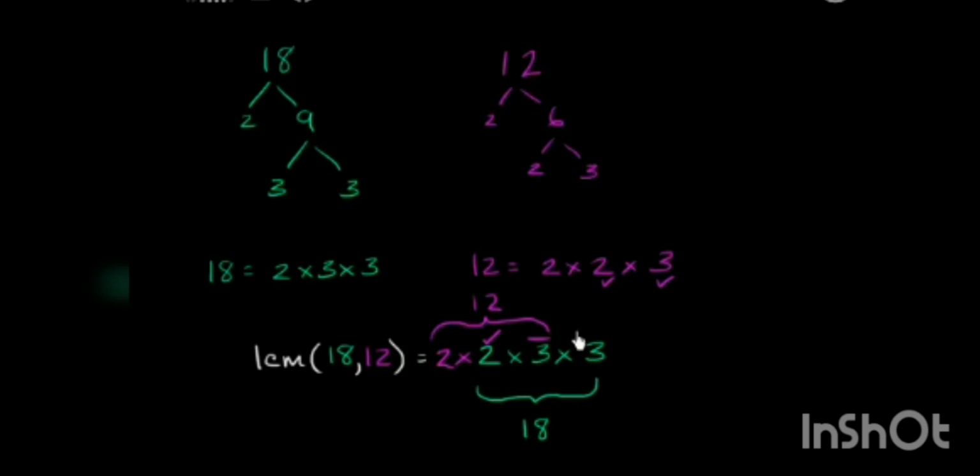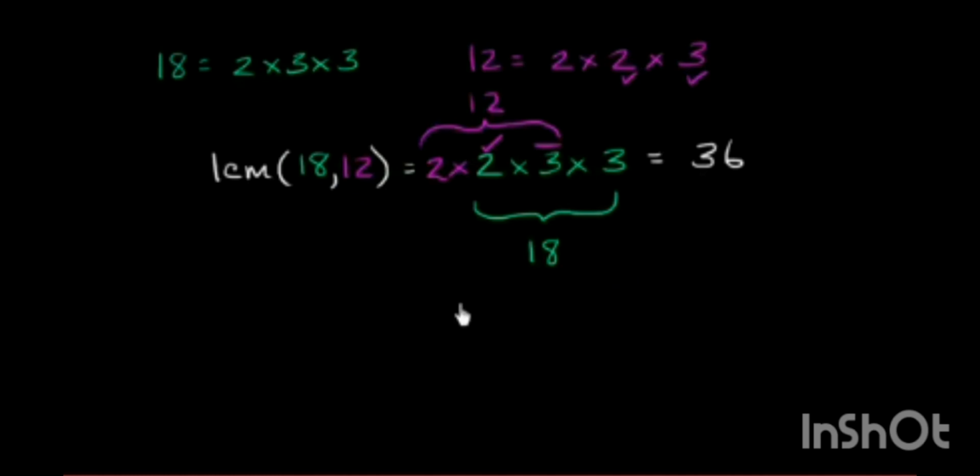If we multiply it out, so 2 times 2 is 4, 4 times 3 is 12, 12 times 3 is equal to 36, and we are done.